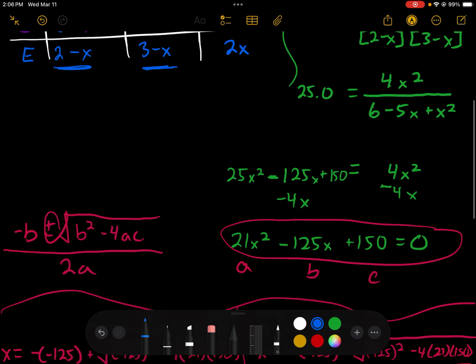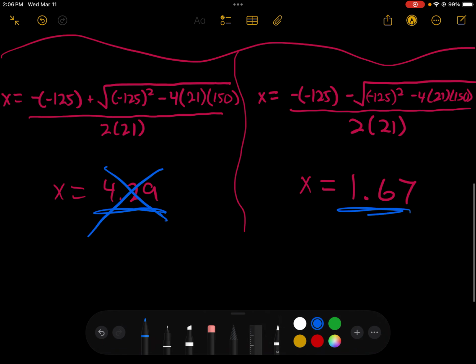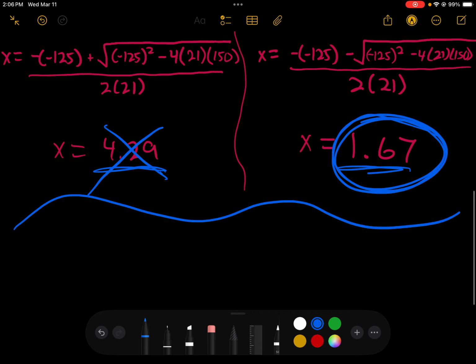And what that means is that 4.29 cannot be x, because I cannot end up with a negative concentration. And so that's telling me that 1.67 is in fact the value of x that I can plug into my equilibrium row. And so to solve the problem, I just need to do that real quick.